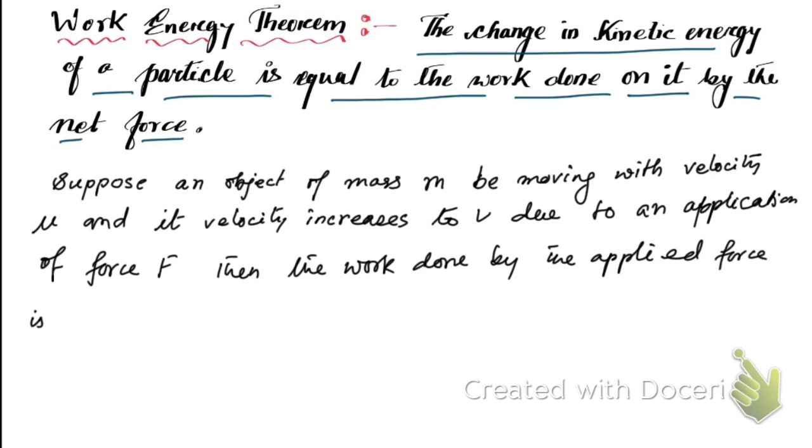is W is equal to change in kinetic energy, that is final kinetic energy minus initial kinetic energy. So final, that's going to be half into mass into final velocity square, and minus half into mass into initial velocity square. So this is all about work energy theorem, right? So hope you have understood this.